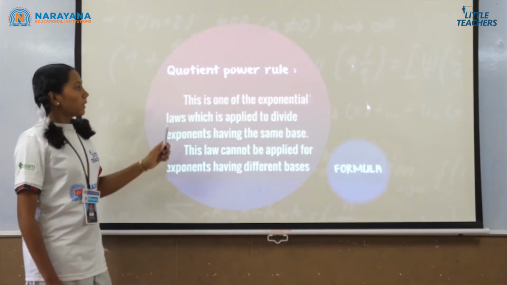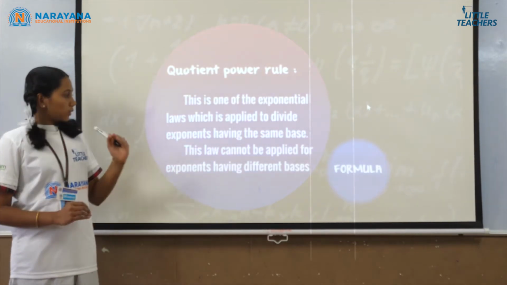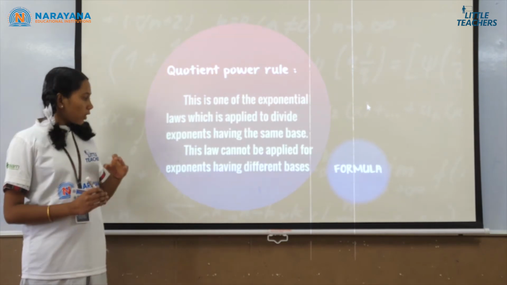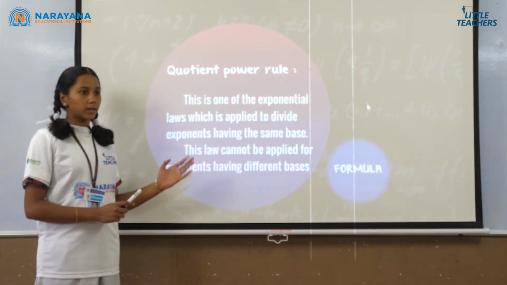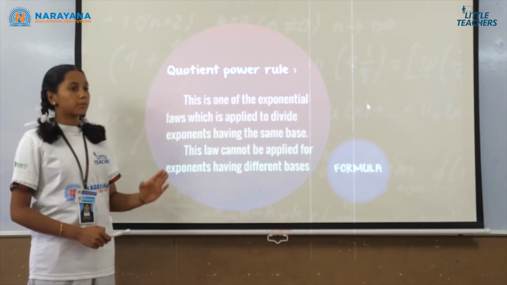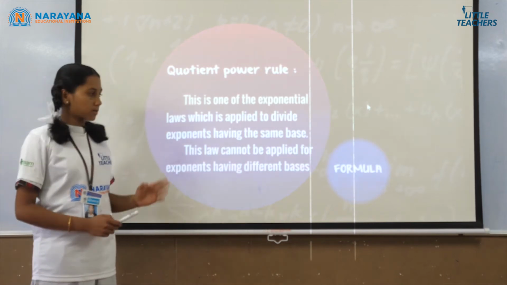Quotient power rule. This is one of the exponential laws which is applied to divide exponents having the same base. This law cannot be applied for exponents having different bases.